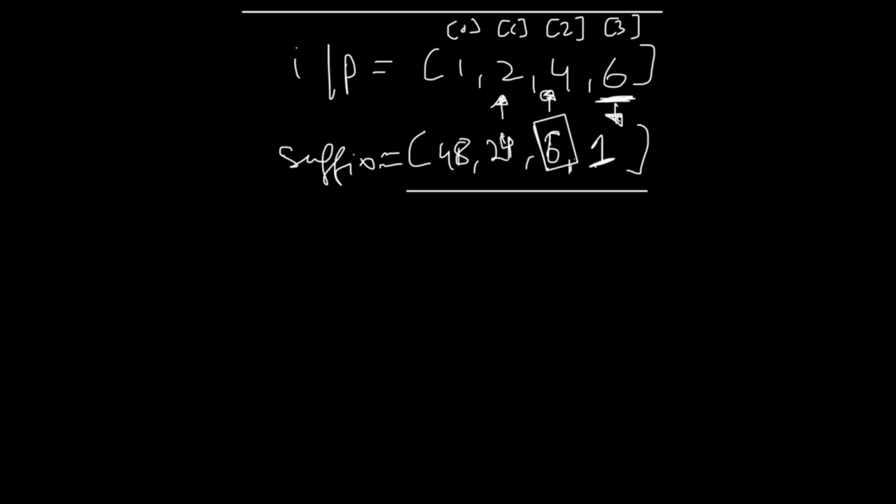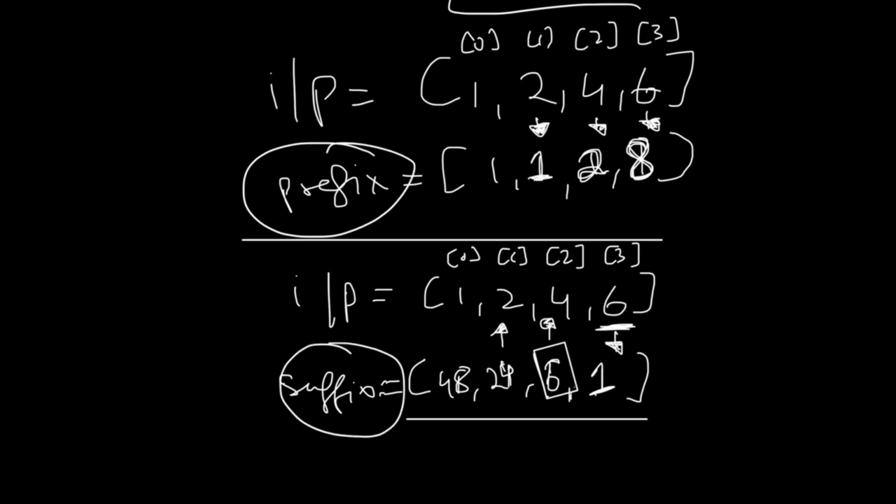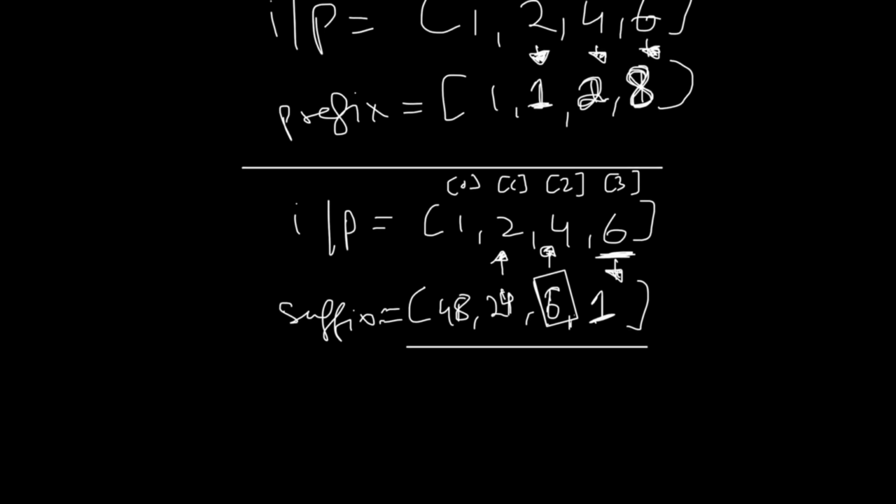And now we have our prefix arrays and the suffix arrays. So at each index, if you see at index 0, the product of all numbers before it is 1, and the product of all numbers after index 0 is 48. So all we want to do is multiply the product of numbers before a given element and after the element. So our result array will be multiplying the prefix and the suffix at any given index.